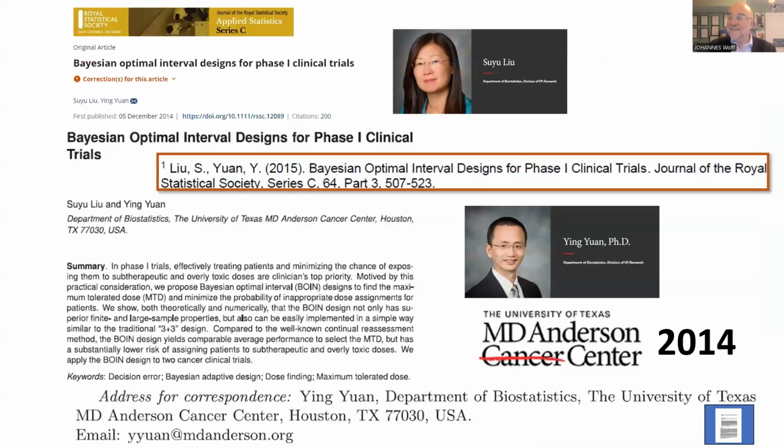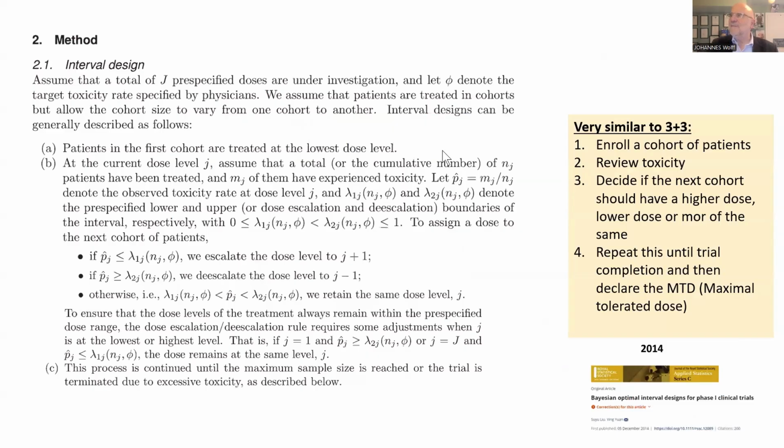This is the original publication by 2 authors, Liu and Yang. They are both from MD Anderson Cancer Center, and this was written in 2014, published in 2015. And all the coming slides, most of the coming slides, are screenshots.